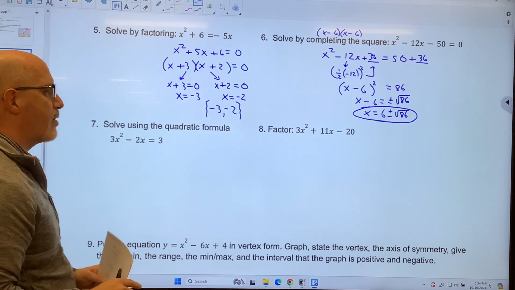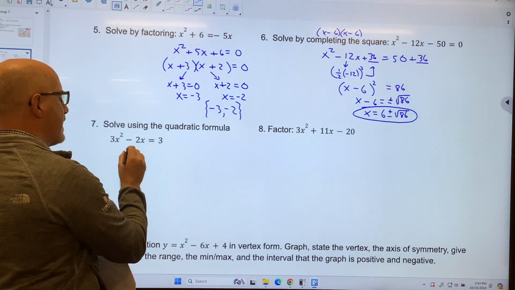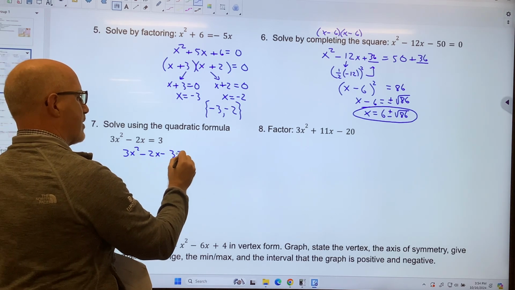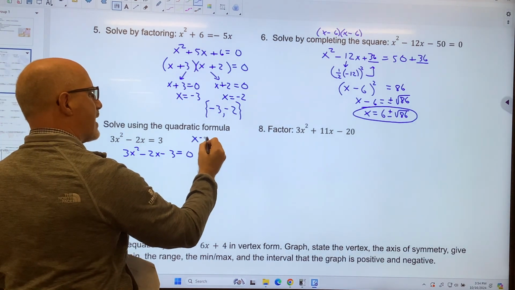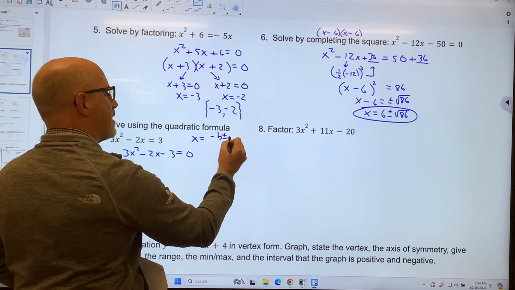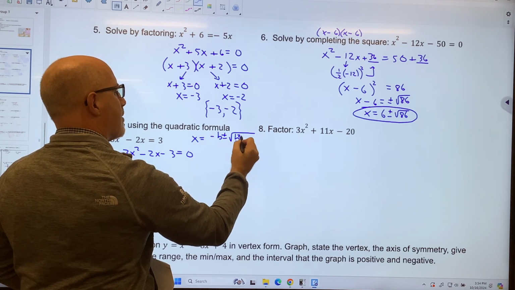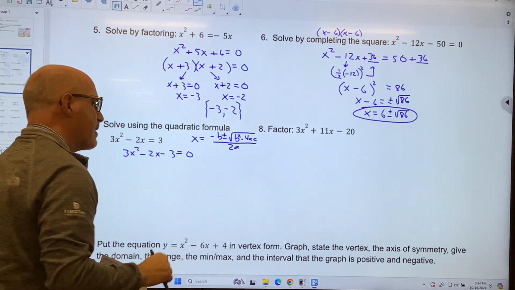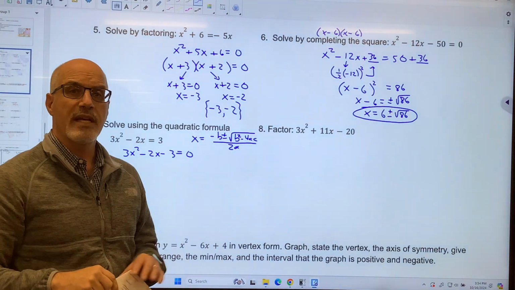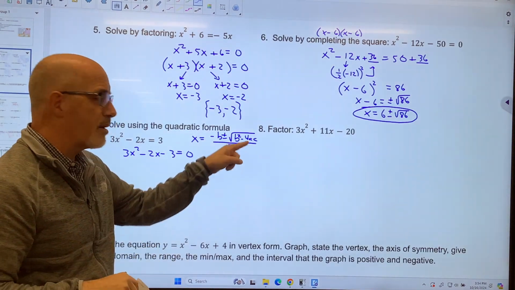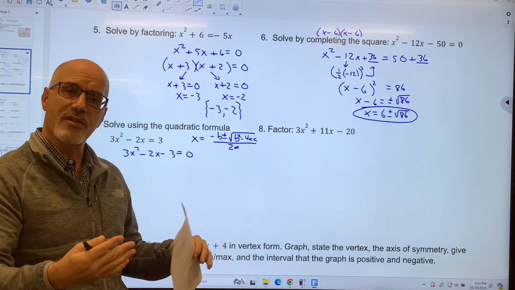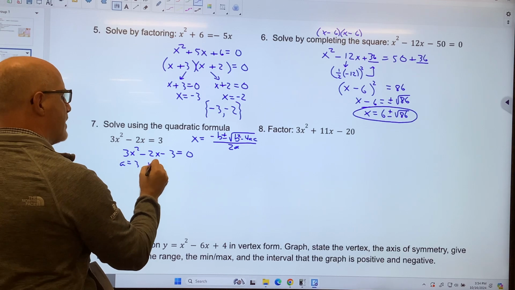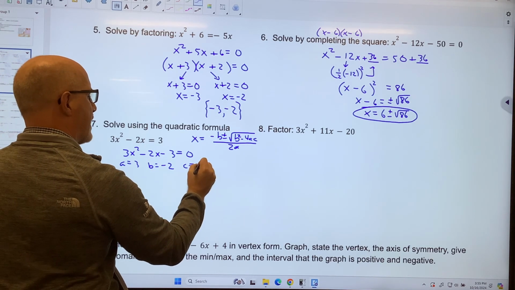All right, let's do this one with the quadratic formula. So this one, again, you want to get 0 on one side first. Our quadratic formula is x equals the opposite of b plus or minus the square root of b squared minus 4ac all over 2a. That's something you should have memorized. Sometimes it's helpful to just do the discriminant first. That's the b squared minus 4ac. Get that out of the way so that it's not getting in the way of our problem. So a is 3, b is -2, c is equal to -3.